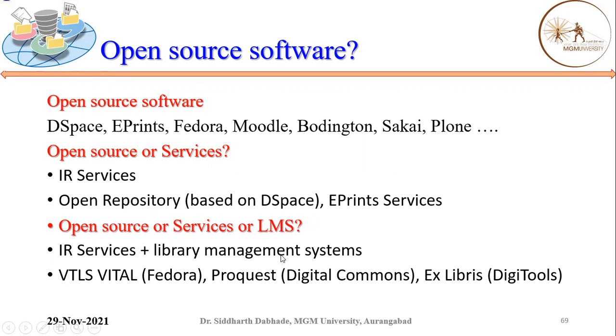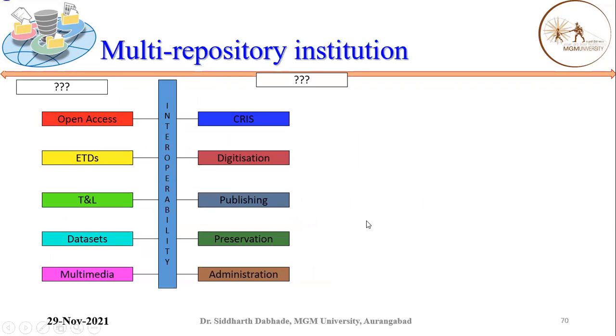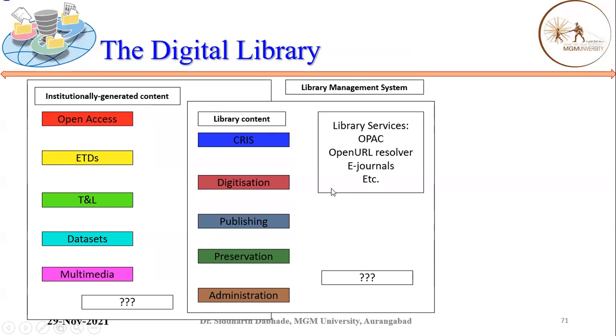VTLS Vital, Fedora, ProQuest, X libraries. These are the digital tools. These are certain examples of the multi-repository for institution level open access ETD.